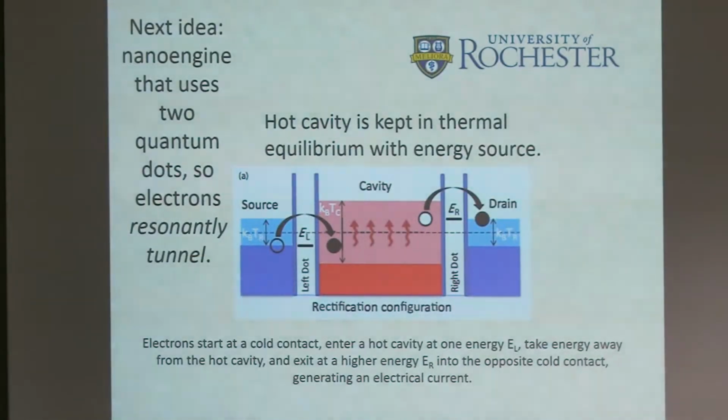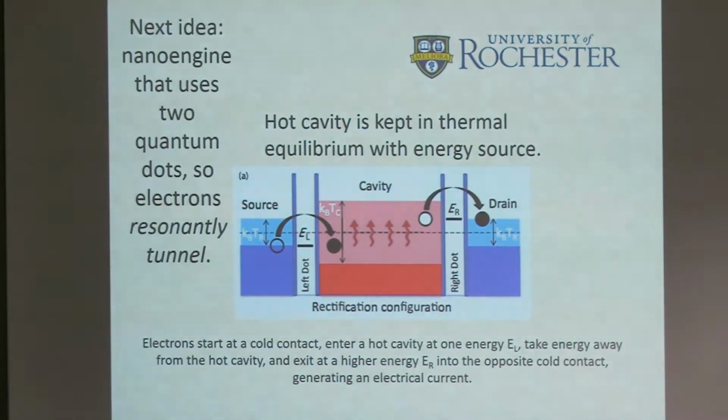So here is a design that we came up with. And indeed, when I talk to people who want to know something about thermoelectricity, what I do for quantum engines, I show them this picture because anyone can understand it. I can explain this picture to a child of 9 years old. And so here is the idea.